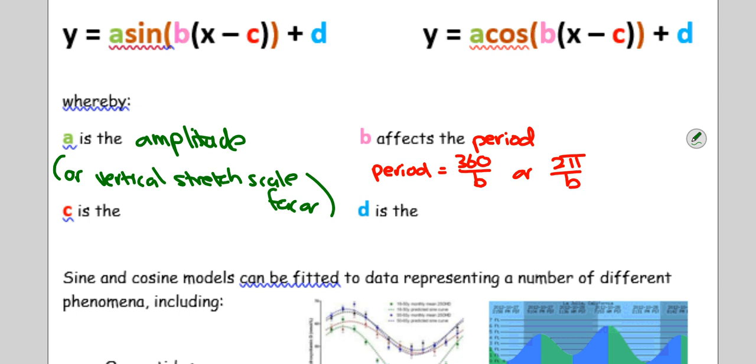What is C again? C is the horizontal shift, or horizontal translation. Whichever one's fine, you understand what you mean. D is the vertical translation.